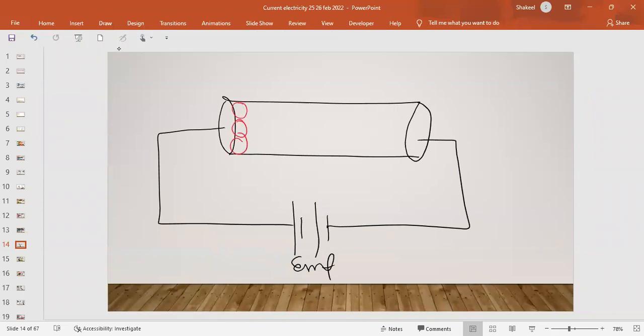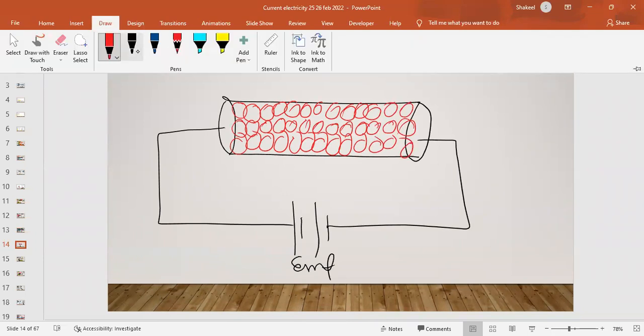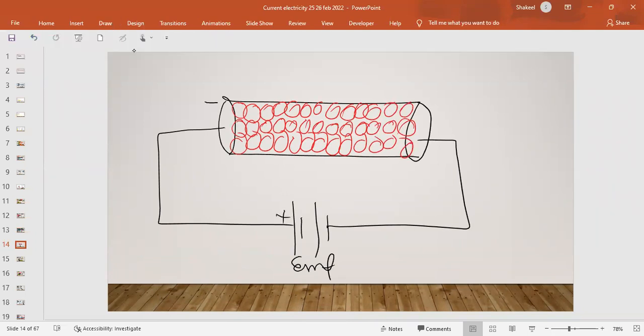Of course, this is a metal conductor, so there are too many atoms. It is a solid, not hollow, so inside it there will be a lot of atoms, right? And since it is metal, these atoms stay in a regular pattern, called a lattice, atomic lattices. Okay, now when we connect it to the battery, this side of the conductor becomes positive and the other side becomes negative. An electric field will be created inside the conductor, directed from positive to negative.